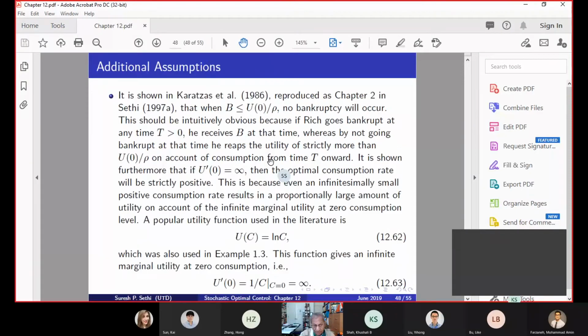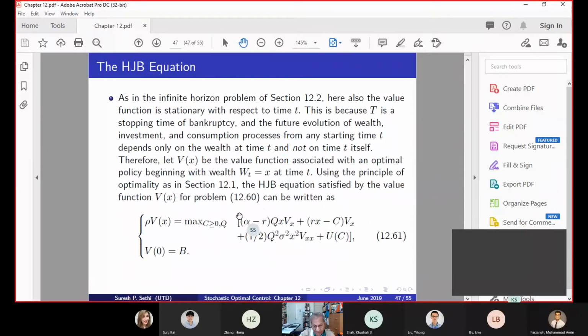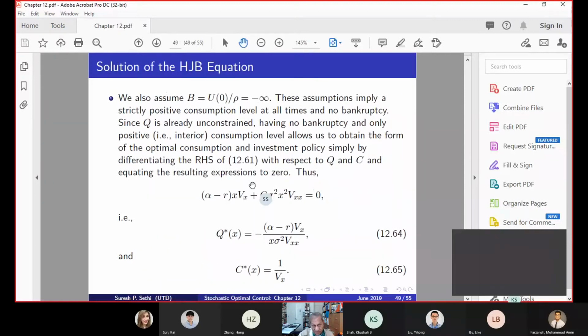Once you do that, I can take a derivative of this with respect to C and Q, because C is always going to be bigger than 0, so I'm never going to run into a constraint. So the first order conditions are good. The first order condition with respect to C and with respect to Q gives me this, and with respect to C gives me this. So this is my control. This is my investment in the risky securities, and 1 minus Q will be the investment in the non-risky securities. And once I find the value function, I'm done.